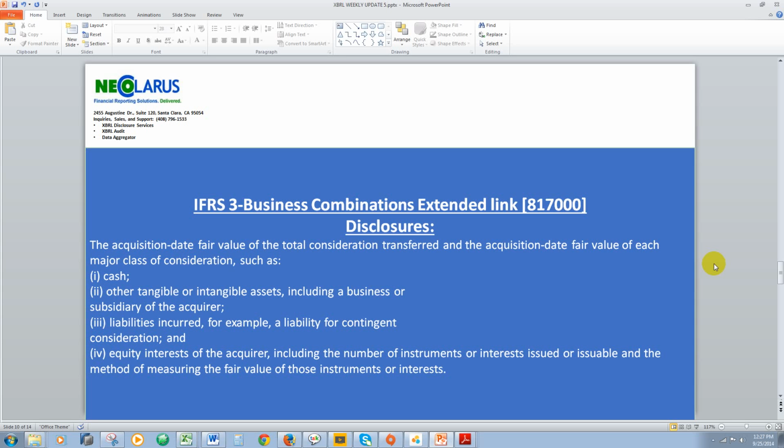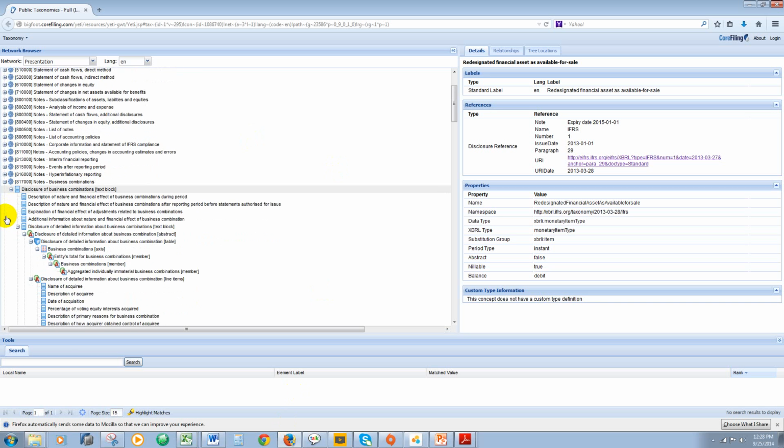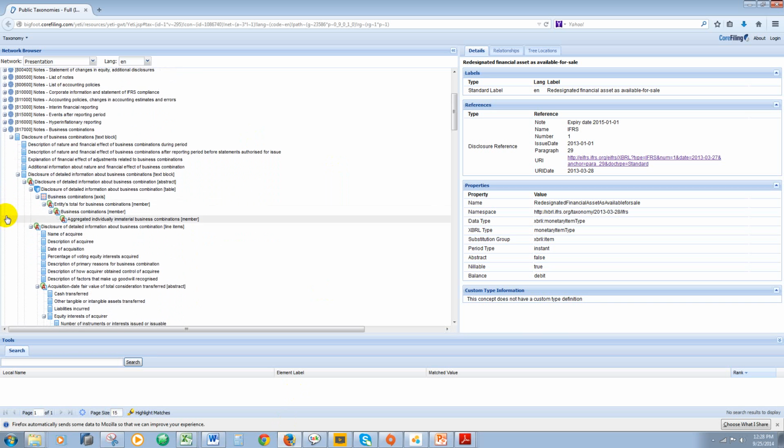Now let us have a look at the IFRS taxonomy extended link role 817000 to look at the elements for this IFRS standard. So we are looking at 817000 notes business combination extended link role. So let us expand this. So we find several text blocks over here.